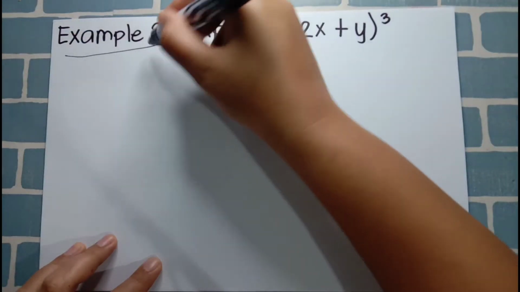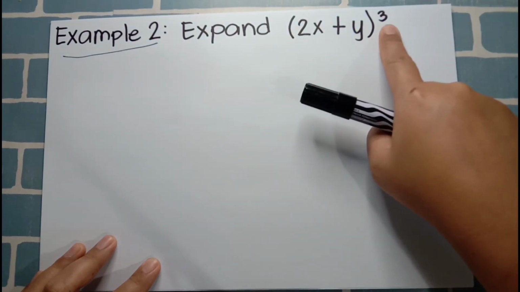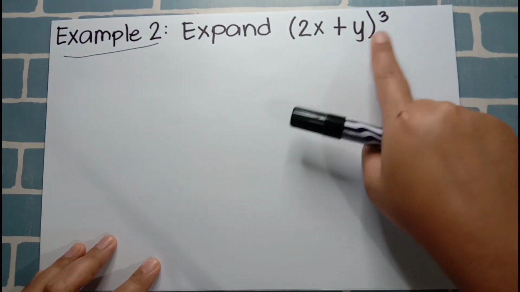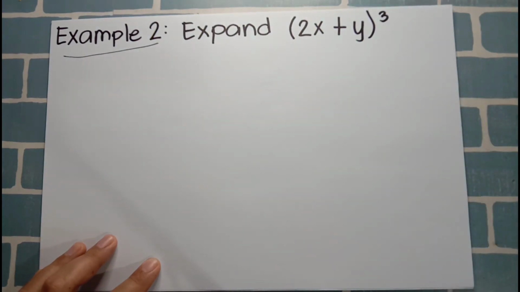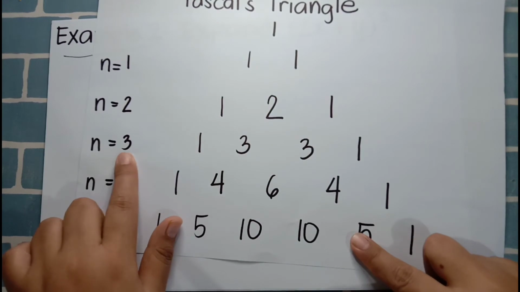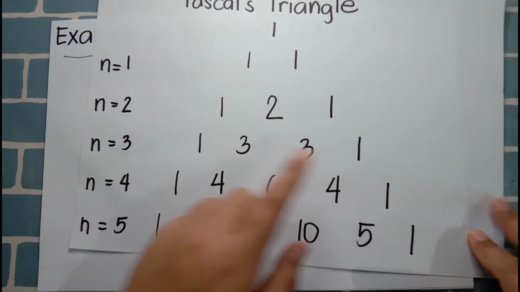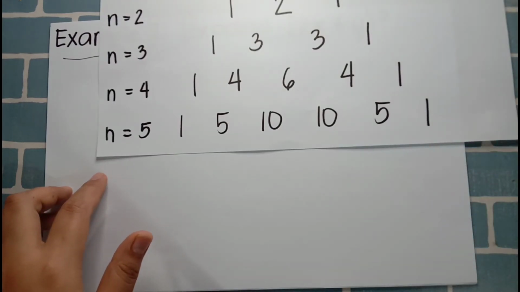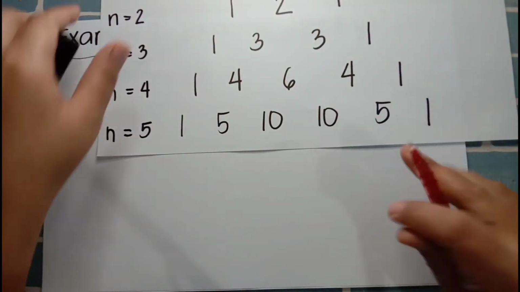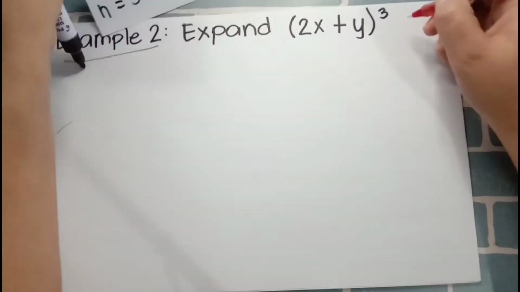Next, we have example number 2. Expand (2x + y) cubed. So our n is 3. Now, let's look at Pascal's triangle. The coefficients will be 1, 3, 3, and 1. We write it down so we don't forget. So that will be our pattern: 1, 3, 3, 1.